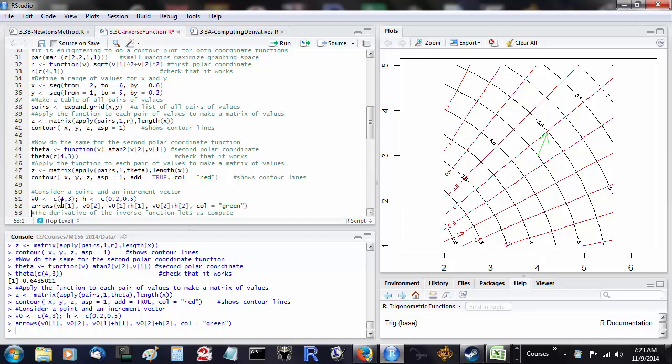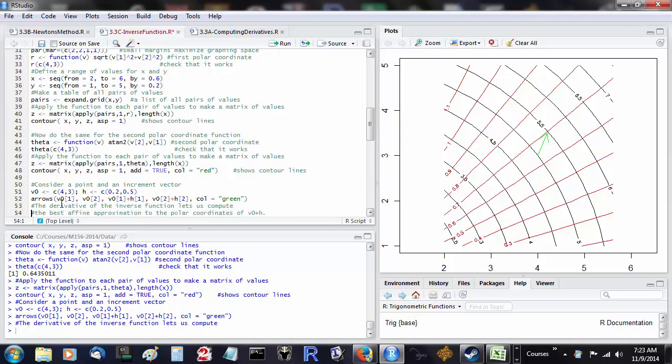Now, because I plotted these contour lines, I can fairly easily read off from this diagram that after I make those changes in x and y, r is very close to 5.5 and theta is very close to 0.7. And this graphical technique is actually fairly satisfactory when you're dealing with functions from R2 to R2, but there's a way of doing it entirely algebraically.